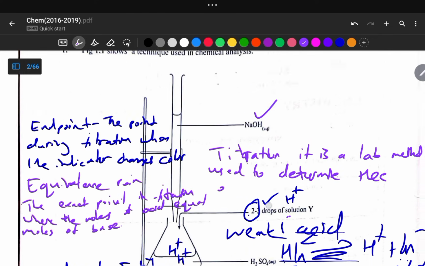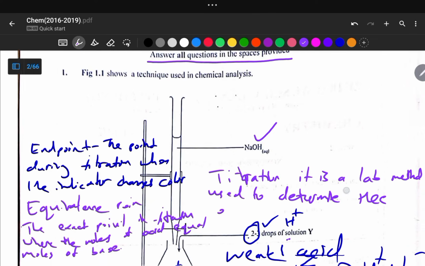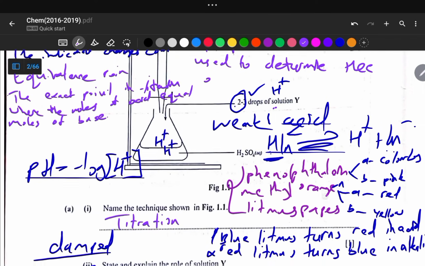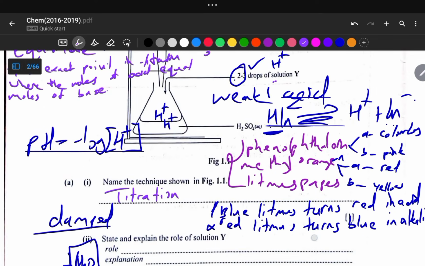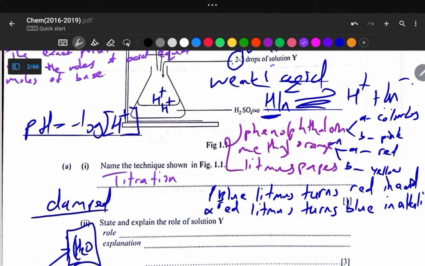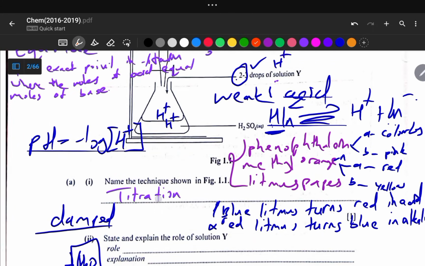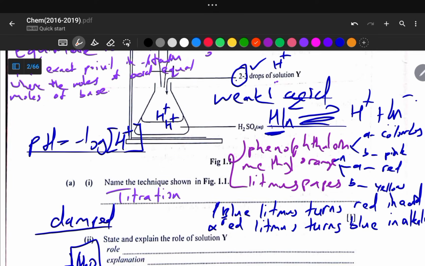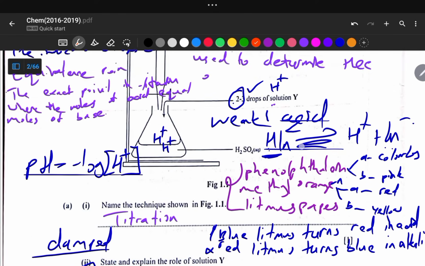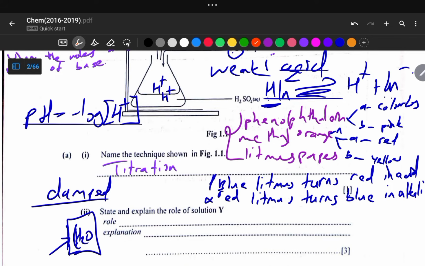So I think that's enough for O-level titration, right? So we want to move on to the next part of the question, which says state the role of the solution Y. So solution Y, it is the indicator, right? It is the indicator.